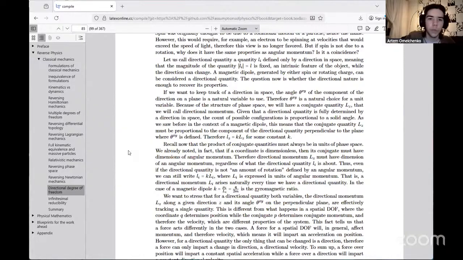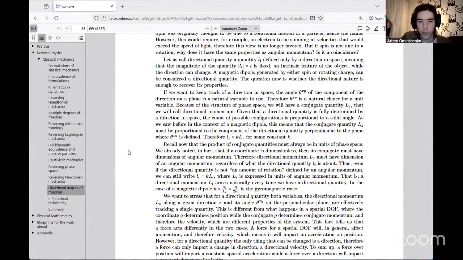If we want to keep track of a direction in space, the angle theta xy of the component of the direction on a plane is an actual variable to use. Therefore, theta xy is a natural choice for a unit variable. Because of the structure of phase space, we will have a conjugate quantity Lz that we call directional momentum.